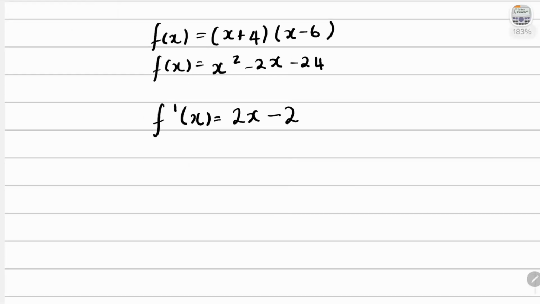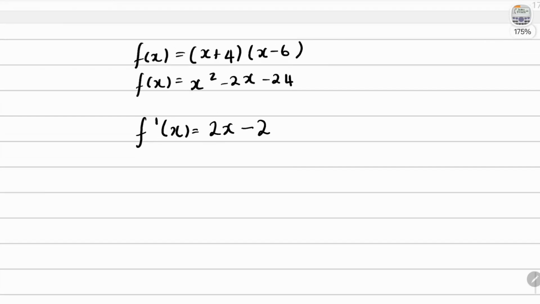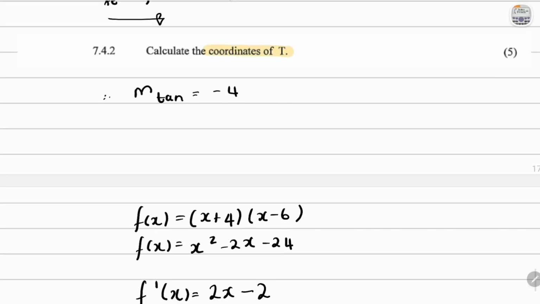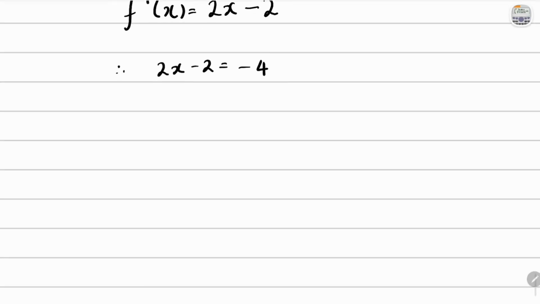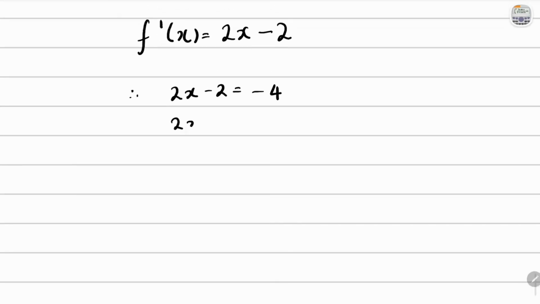We specifically want to find out where the gradient is equal to -4. So we're saying, therefore, the gradients need to be the same. We're trying to equate them so that we can find out at which x value this happens. So this is 2x is equal to, transpose the -2, that's 2 minus 4, which is -2. So therefore, if you divide both sides by 2, x is equal to -1. So it's at this x value of -1.